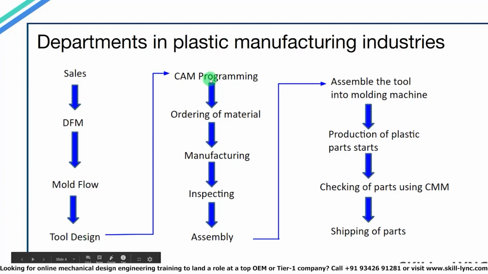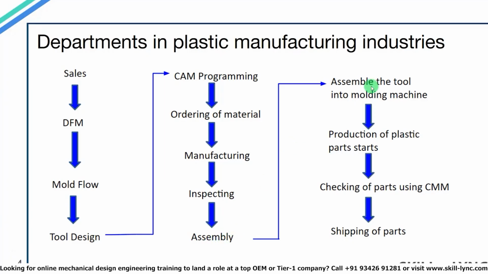Then comes the CAM programming team. They basically write the programs for making the tool. Then the material for tools is ordered according to the specification given by the tool design team. Then the actual manufacturing of the tool will start using machines like CNC. Inspections include checking if the right dimensions has been achieved or not and whether the dimensions of the tools are within the tolerance. Then all the parts of the mold, the core, cavity, guide pillar and everything else is assembled. We'll have a look at all the parts of the mold shortly.